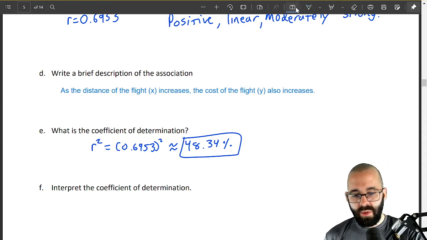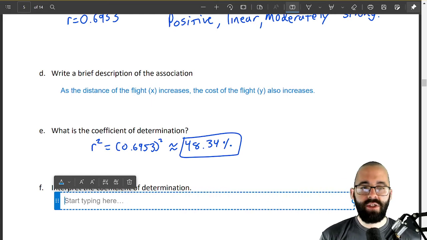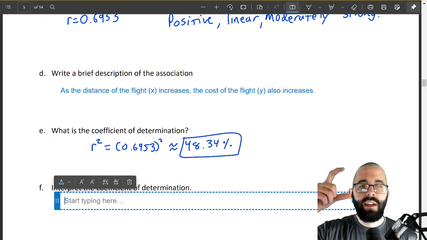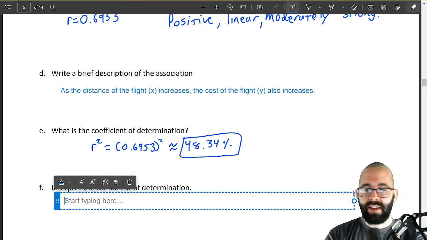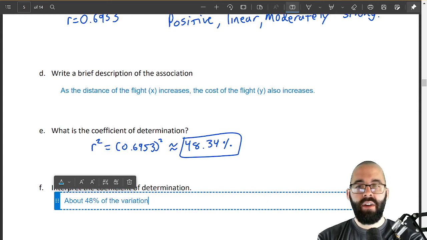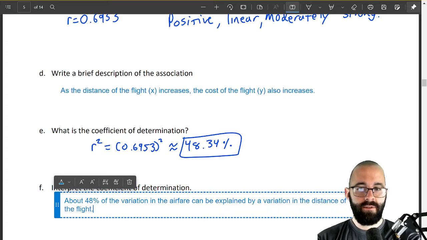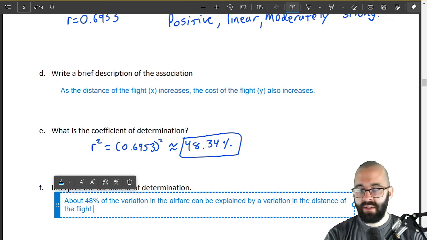And to interpret it, we'll interpret it just like we did before. The coefficient of determination is just saying what percent of the variation in the y's is explained by the variation in the x's. So this says about 48% of the variation of the y's, so variation in the airfare, can be explained by variation in the distance of the flight. That's all it wants here.